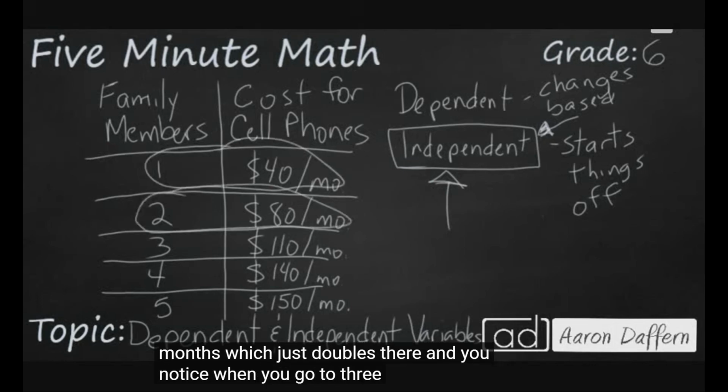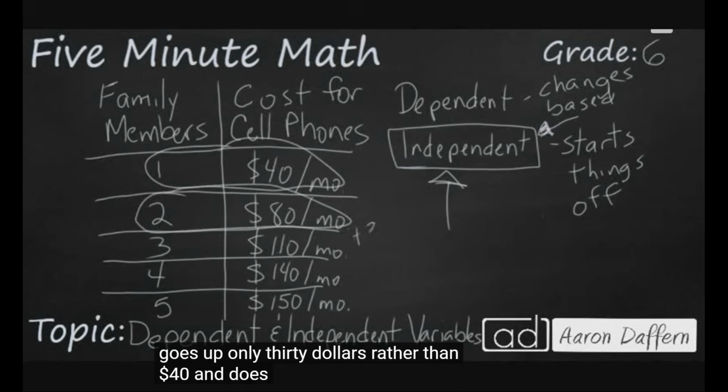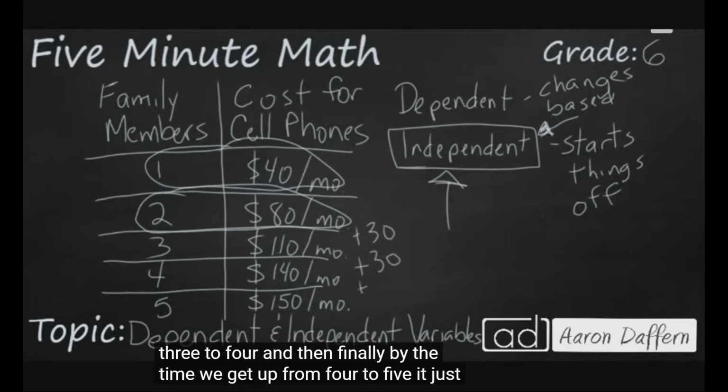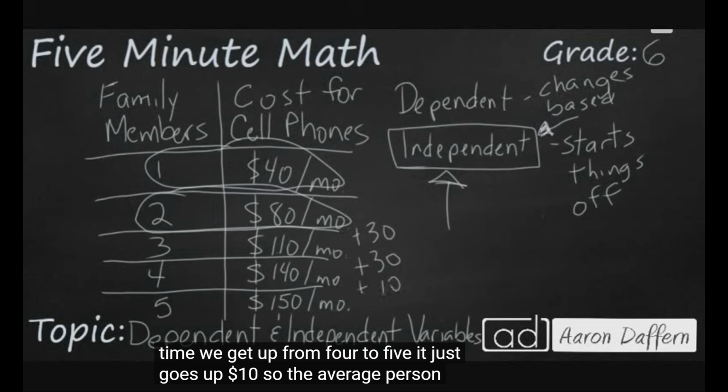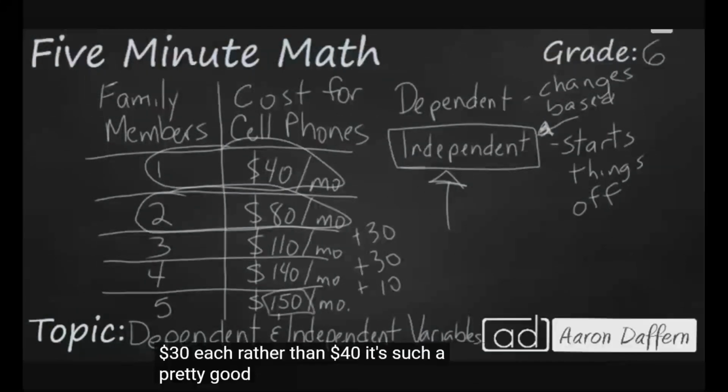And you notice when you go to 3 members, it goes up only $30 rather than $40. And it does the same again when we go from 3 to 4. And then finally, by the time we get up from 4 to 5, it just goes up $10. So the average person costs $30 each rather than $40 each. So it's a pretty good deal.